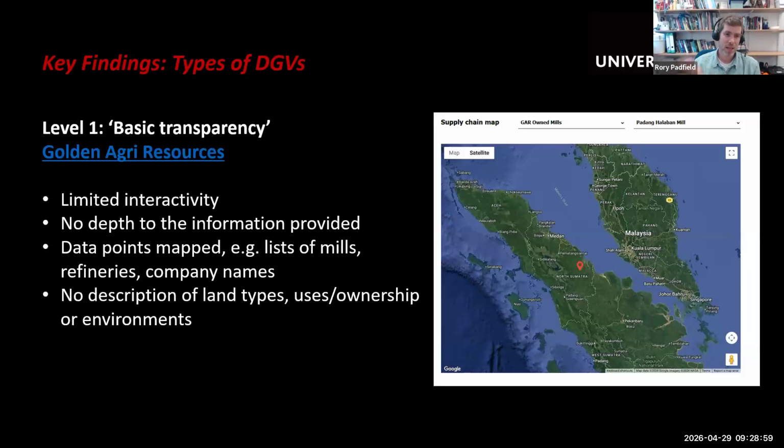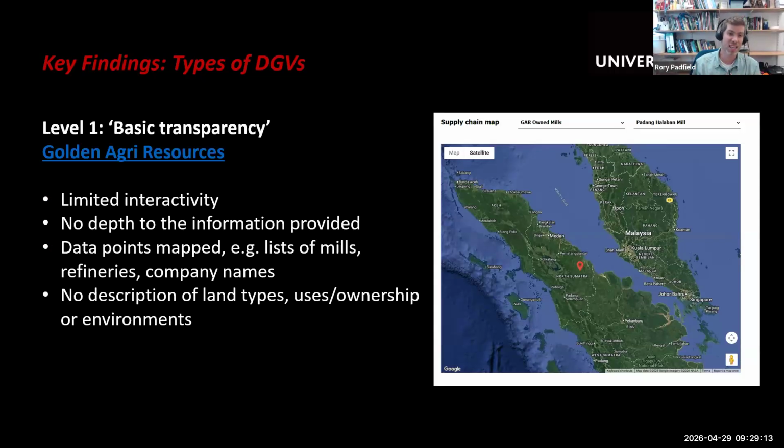So what were the key findings? We created a typology of these DGVs, and we found there were 3 levels. There was a basic transparency, level 1, a moderate transparency, level 2, and then level 3 was a good transparency. And I'm just going to show you very quickly levels 1 and 3.